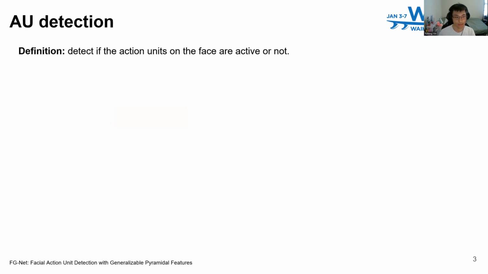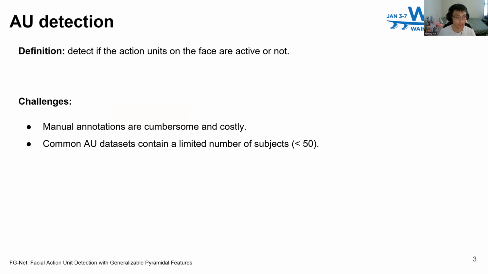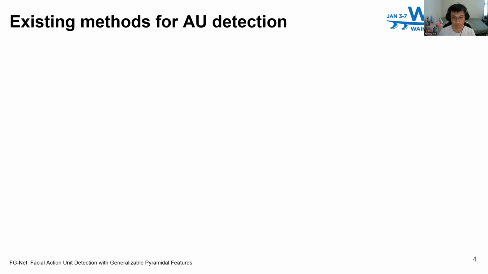Action unit detection is a task to detect if the action units on the face are active or not. There are several challenges. First, manual annotations of action units are cumbersome and costly. And common action unit datasets, for example, BP4D and DISFA, contain only a limited number of subjects. Usually, there are less than 50 subjects. And this will lead to poor generalization ability for deep learning methods.